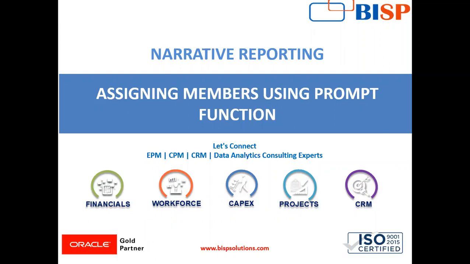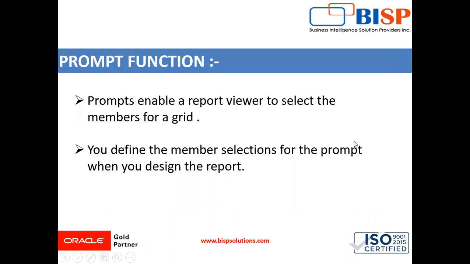I am Anjali. In today's video, we'll see how to assign members using the prompt function in the Narrative Reporting application. Before moving ahead, let's understand what a prompt function does. The prompt function enables a report viewer to select the member for a grid row, grid column, or POV when they run the report. So basically, when you define the member selection for prompts while designing the report, report viewers choose from the members you defined when they run the report.